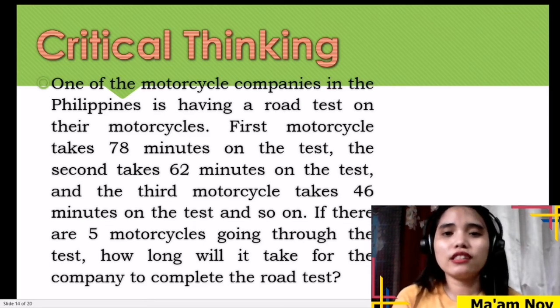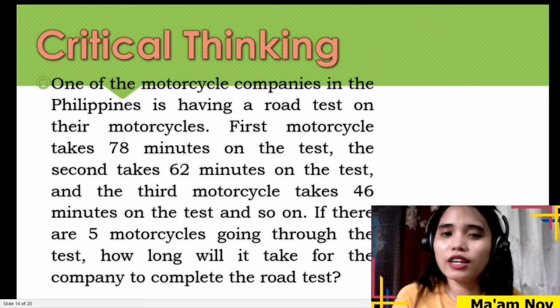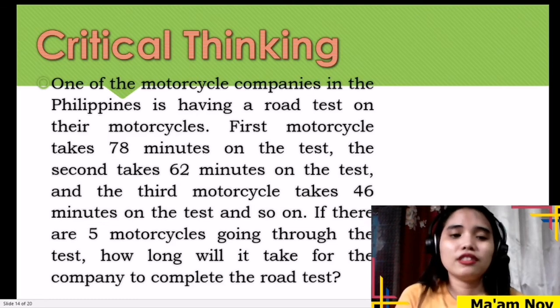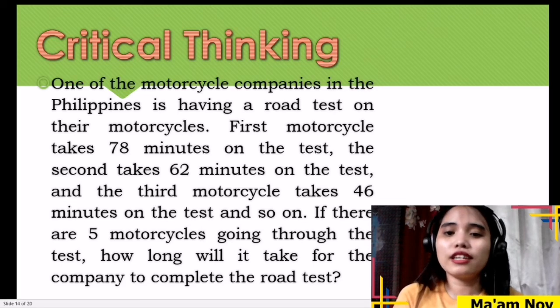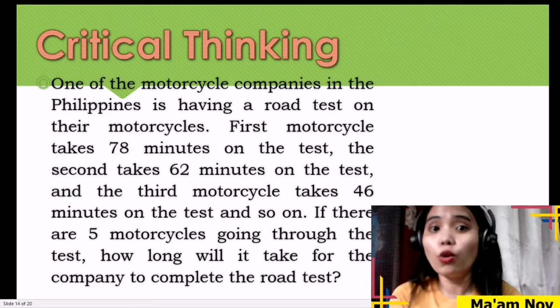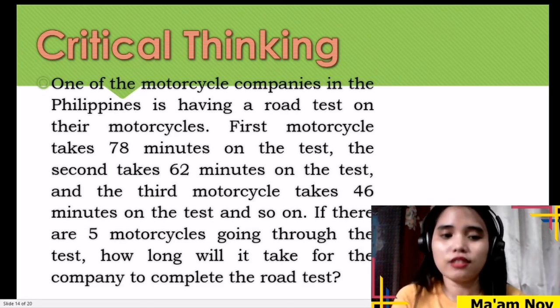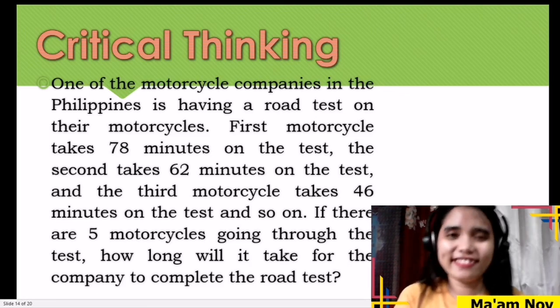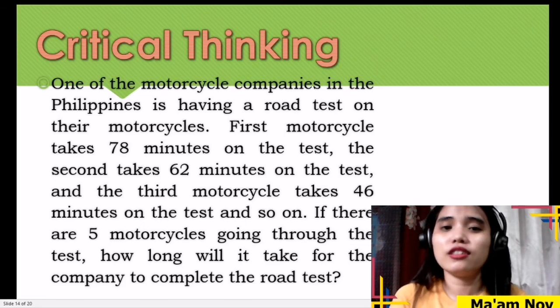Now, let's have this. One of the motorcycle companies in the Philippines is having a road test on their motorcycles. The first motorcycle takes 78 minutes on the test. The second takes 62 minutes on the test. The third motorcycle takes 46 minutes on the test, and so on. If there are 5 motorcycles going through the test, how long will it take for the company to complete the road test? So we will get the testing time of the first 5 motorcycles.